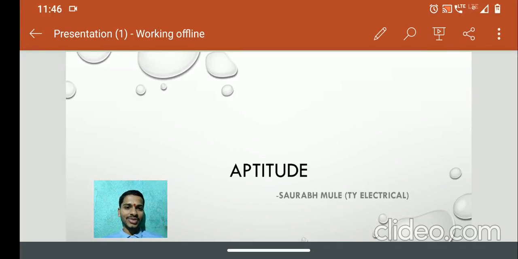Now I am here with a new topic named aptitude. I have faced one of the competitive examinations named GATE, and I realized that aptitude plays a vital role there. I came to know that it is the most important part of any competitive examination. So I have decided to explain the trick to find the basics, like the squares and cubes.